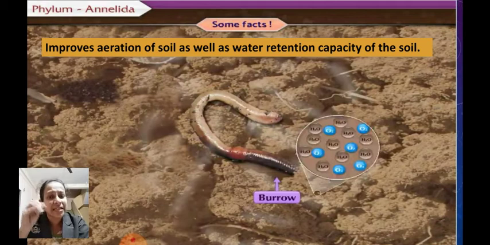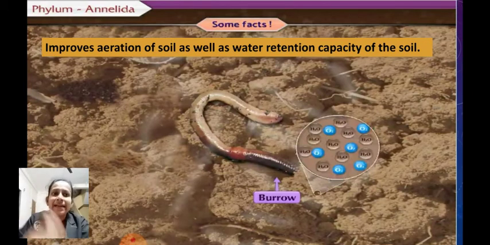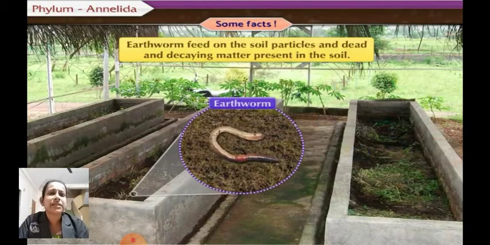Now how is it doing this? It is doing this by burrowing. It has a habit called burrowing habit. So all the earthworms have a burrowing habit. It goes inside by burrowing the soil and makes that soil friable, aerates the soil, and also helps in the water holding capacity of the soil. Therefore, earthworms feed on the soil particles and dead and decaying matter present in the soil, and therefore it is one of the organisms which is used for vermicomposting.